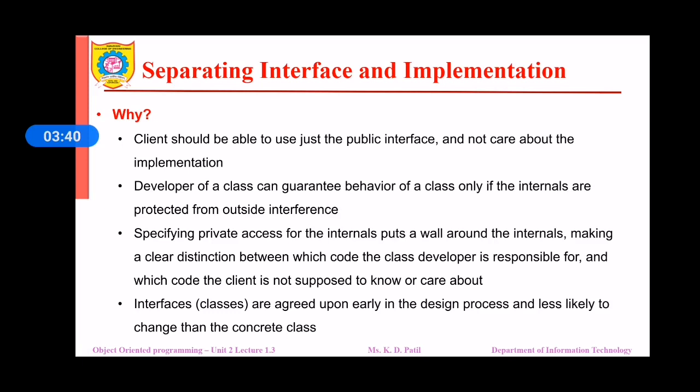Now let us see why to separate interface and implementation. As I told you, the client should be able to use just a public interface and not care about the implementation. Let us take the remote control example. You are using it, but you don't care about how the internal working of the remote control is, and it will be better sometimes that the internal working should not be known to the user and just the use should be known to the user.